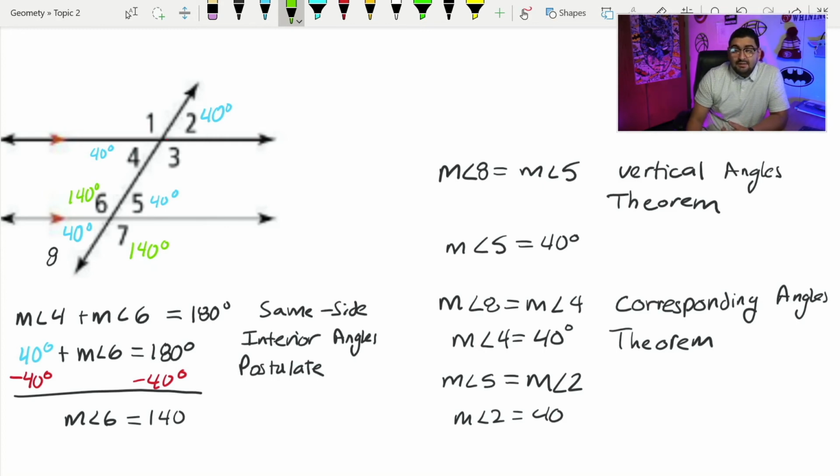In the same way, these also now have corresponding angles. They're corresponding angles to angles 1 and 3. Because of the corresponding angles theorem, angle 6 and angle 1 are congruent, so I know that this has to be 140 degrees. And I also know that angle 3 has to be 140 degrees. And that's how we use one angle to find the other 7 angles when we're dealing with parallel lines cut by a transversal.